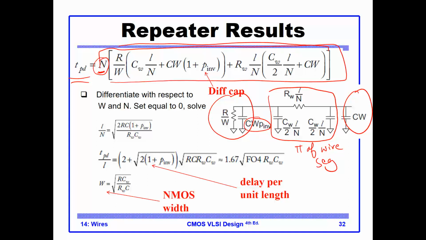Now, what I do is derive with respect to W and N and equate the derivative to 0, because I want the optimum L and N. And it turned out the optimum wire segment is L over N equals the square root of 2RC over RWCW. Now these R and C, by the way, are for the inverters, and these RW and CW are for the resistance and the capacitance of the wire. The optimum delay per unit length equals 1.6 times the square root of FO4 times RWCW, and the optimum width is the square root of the R of the inverter times the C of the wire over the R of the wire times the C of the inverter, or the repeater. You can look up the derivation of these equations in your textbook.